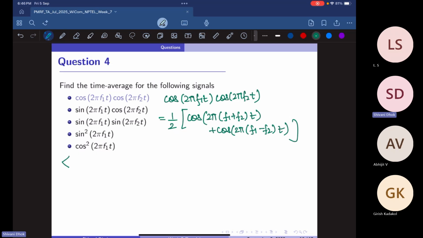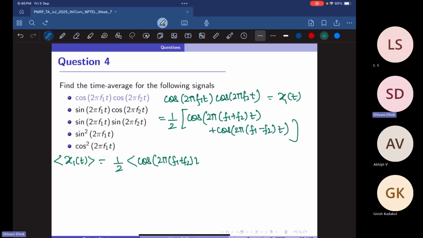The notation that we used was the time average of this thing. Let's say I denote this by x1 of t. So I want to find the time average of x1 of t, which is basically half of the time average of cos of 2 pi (f1 plus f2)t plus half of the time average of cos of 2 pi (f1 minus f2)t. Now let us understand what exactly this particular thing is.